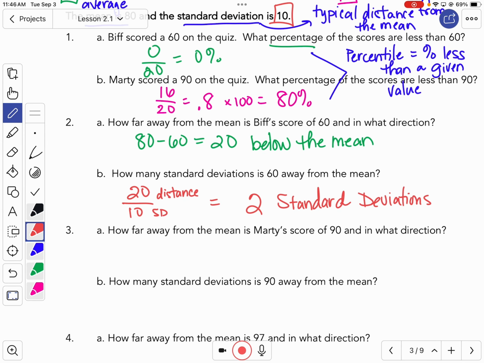All right, so let's do it for Marty. Marty's score was a 90. How far was Marty from the mean? He was just 10, right? He was at a 90. 80 was the mean, so he was just 10. And then how many standard deviations would that be? It'd be 1. 10 divided by 10 would equal 1 standard deviation.